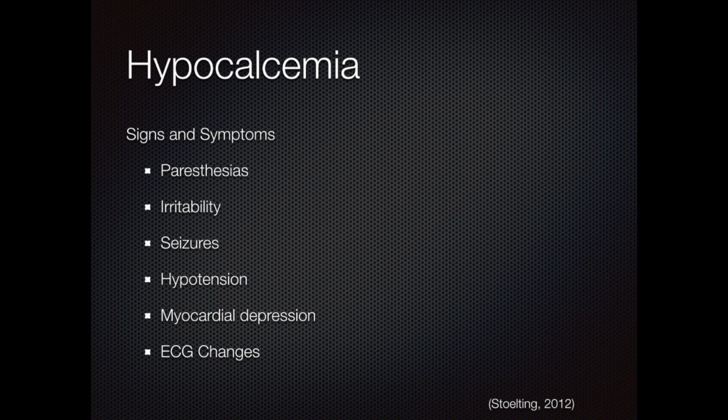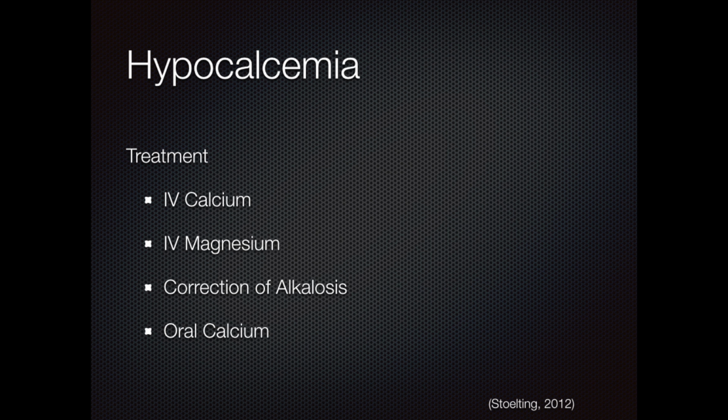Hypocalcemia causes changes in the neuromuscular system manifesting as paresthesias, irritability, and seizures. It also causes changes in the cardiovascular system, including hypotension, myocardial depression, and ECG changes. Symptomatic hypocalcemia should be treated immediately with IV calcium. It's imperative that the practitioner also correct hypomagnesemia so that calcium administration can be effective. Respiratory or metabolic alkalosis exacerbates hypocalcemia due to its effect on calcium binding to albumin. The alkalosis should be corrected.